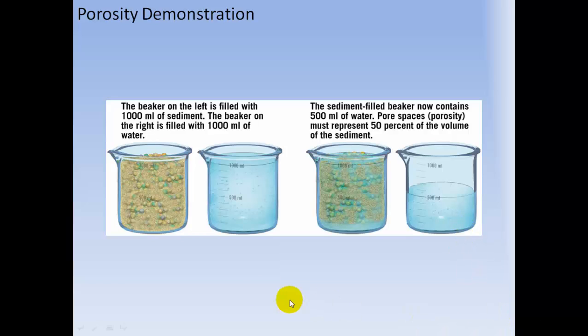So here, the beaker to the left is filled with 1,000 milliliters of sediment. The beaker on the right is filled with 1,000 milliliters of water. Now, if we pour water into the sediment-filled beaker, it now contains 500 milliliters of water. The pore space must be 50% of the volume of the sediment. So 500 milliliters of water divided by 1,000 milliliters gives us 50%.